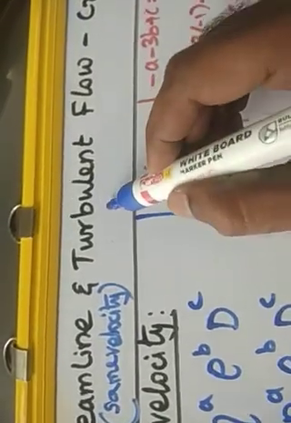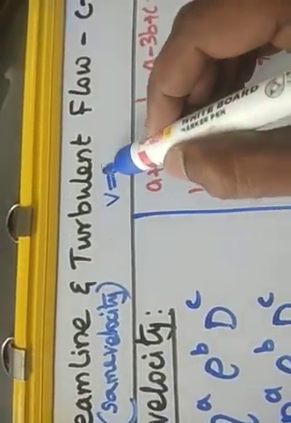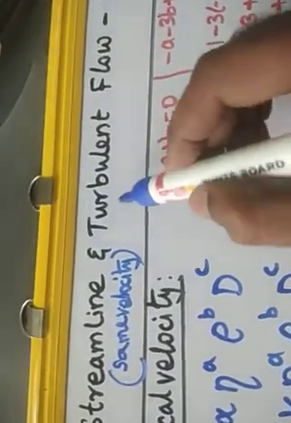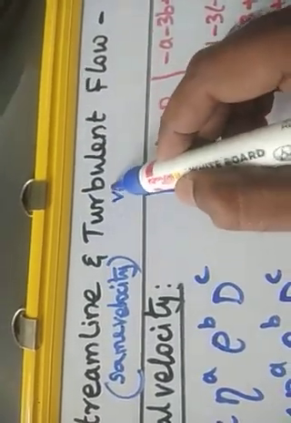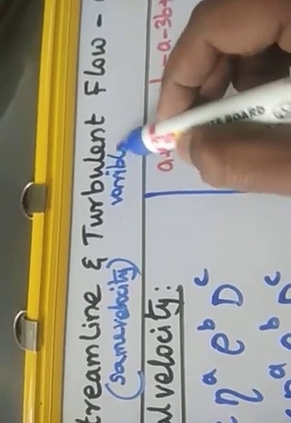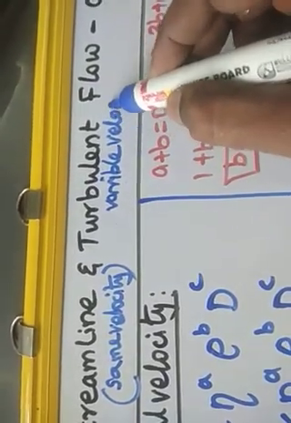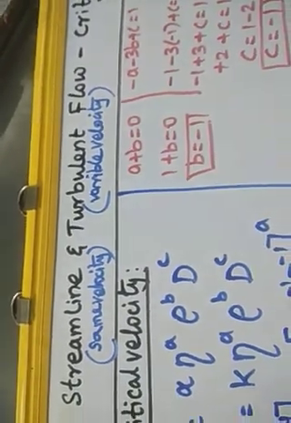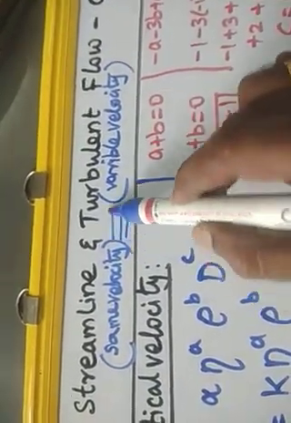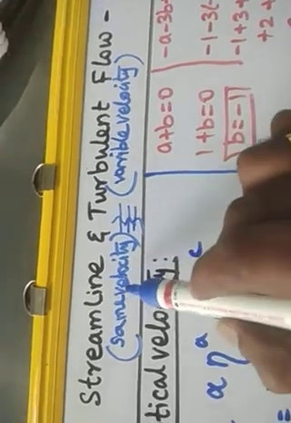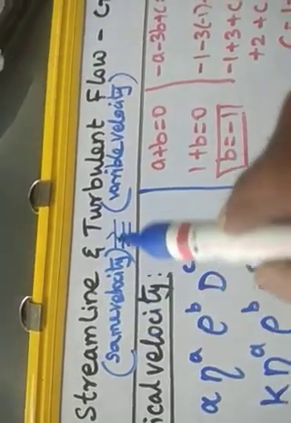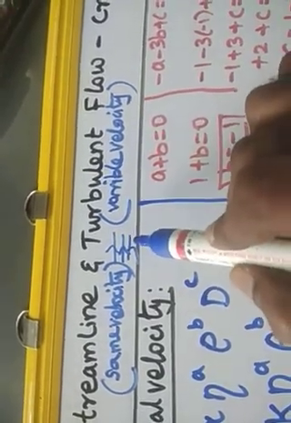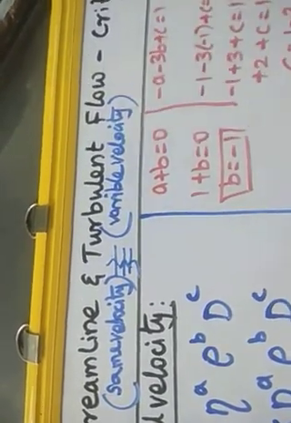So that means the velocity is not constant. In streamlined flow it is the same velocity in different layers. In turbulent flow it is a variable velocity. The velocity of the different liquid layers is not the same. So if the different layers of the liquid have the same velocity, that flow is called streamlined flow. If the different layers of the liquid do not flow with the same, constant velocity, that is turbulent flow.